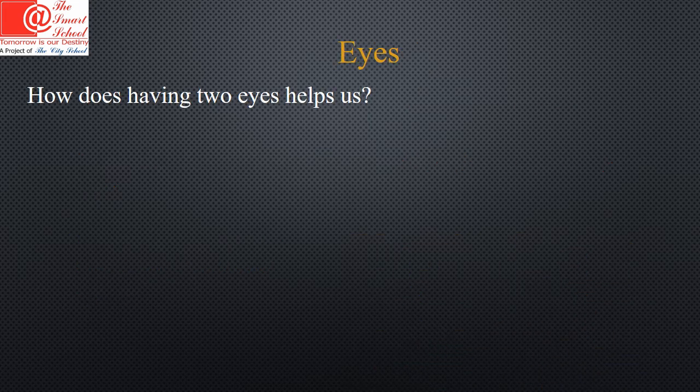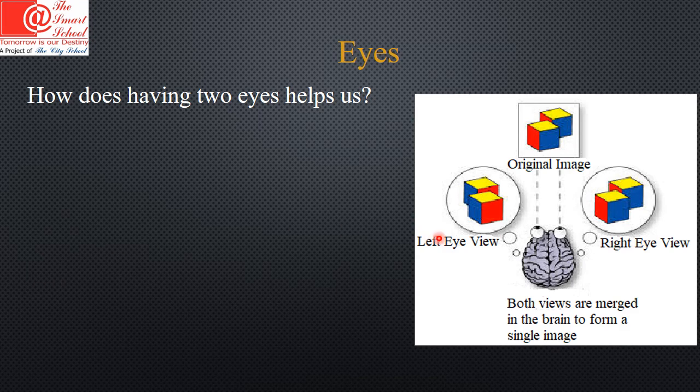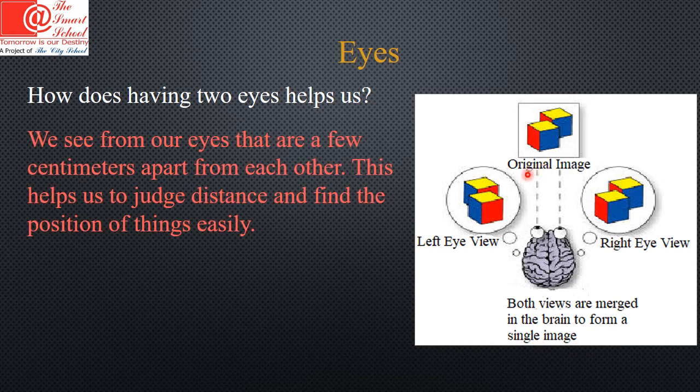Eyes. How does having 2 eyes help us when we can see with our one eye? What happens is that the left eye view and the right eye view are merged in the brain to form the original image. We see from our eyes that are a few centimeters apart from each other, and that's how we make 2 different images in the brain. This helps us to judge distance and find the positions of things easily.